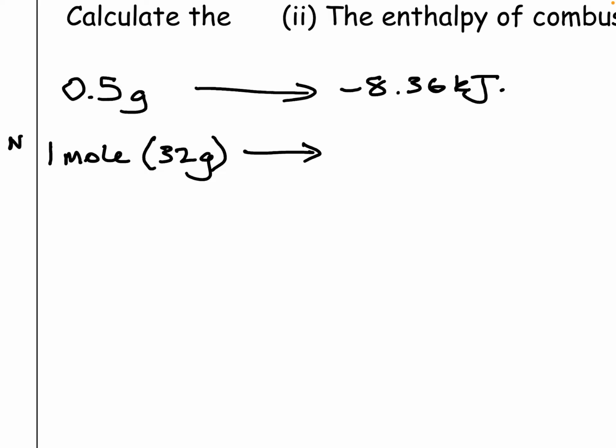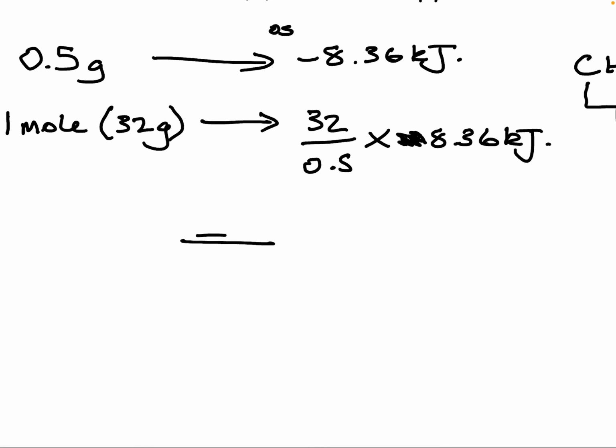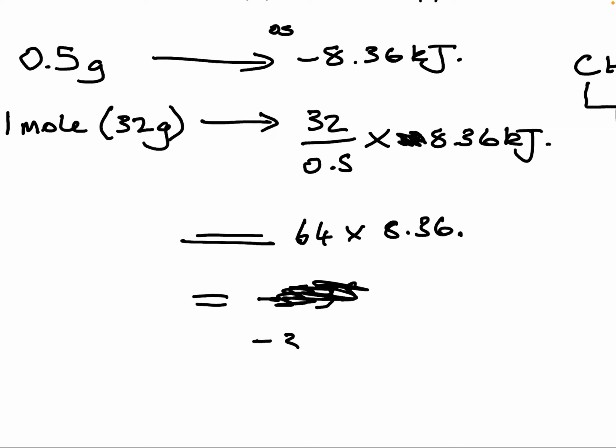And just like before, this is our new, our old, and our other side. So that's going to be 32 grams divided by 0.5 times by minus 8.36. Actually, don't worry about the minus just now, we'll just add that back in at the end. That means that our answer is going to be 64 times by 8.36, which means that our final answer is going to be minus 535.04 kilojoules per mole.